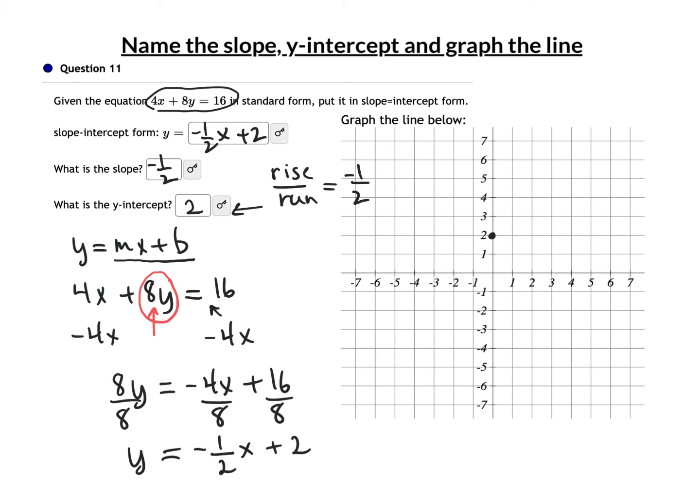Negative 1 over 2. I'm going to rise negative 1. That means I'm going to go down. And I'm going to run positive 2. Positive 2 will be to the right. Remember, this is x and this is y. So down 1 over 2. Draw your line. Remember that in y-map, you only need to choose 2 points to graph your line. Click on one of them and then click on the other, and you're done.